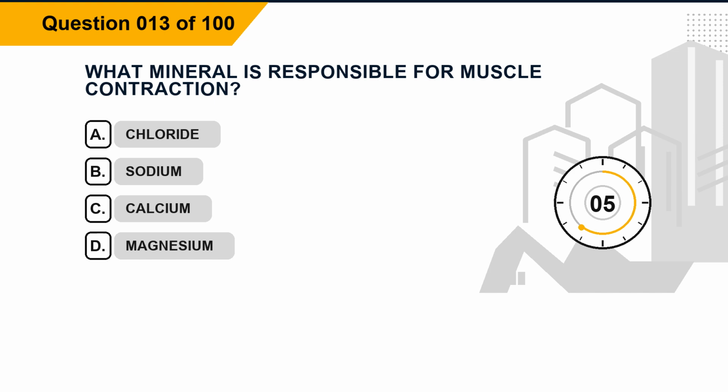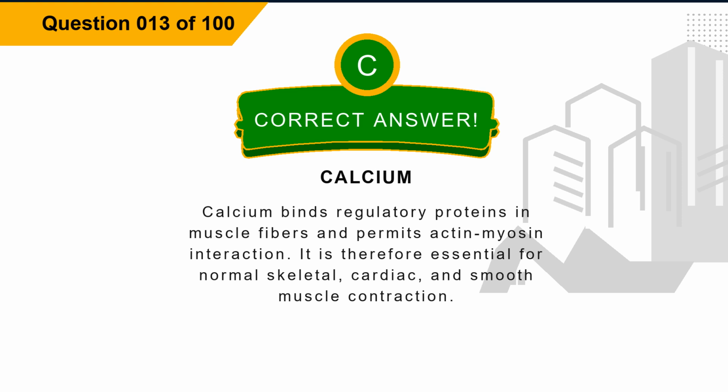Option B, sodium. Option C, calcium. Option D, magnesium. The correct answer is option C, calcium. Explanation. Calcium binds regulatory proteins in muscle fibers and permits actin-myosin interaction. It is therefore essential for normal skeletal, cardiac, and smooth muscle contraction.